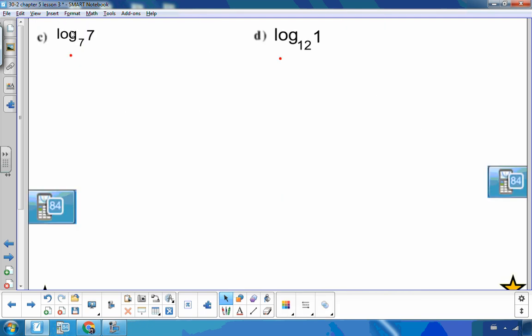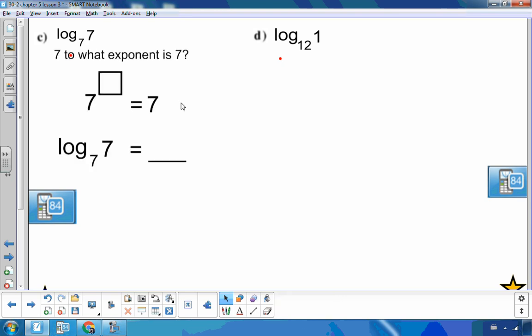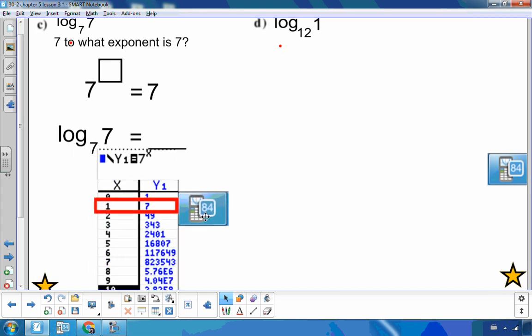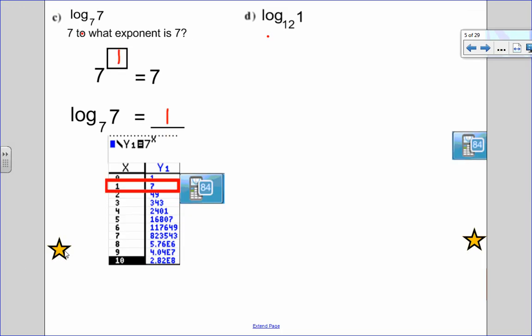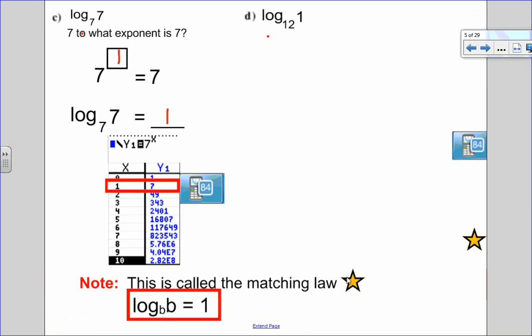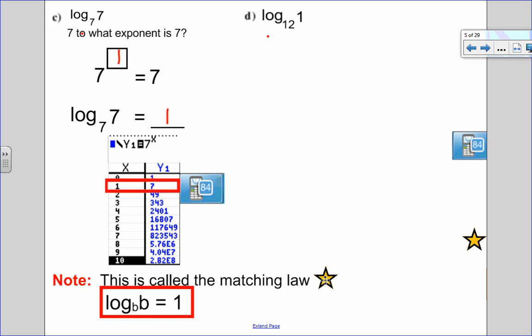Okay, let's try another one. Log base 7 of 7. So you ask yourself, 7 to what exponent is 7? Hopefully you don't need the table of values for that, but just in case, there they are. So you can see that 7 to the exponent of 1 is 7. So log base 7 of 7 is 1. Now, this is actually a special log rule that we should probably note. This is called the matching law. Anytime the base and the argument are the same number, the value will always be 1.